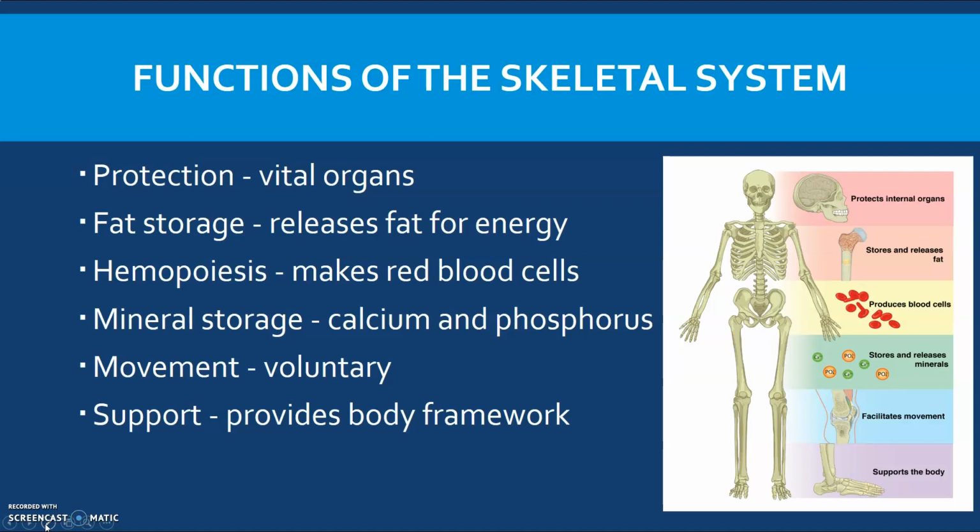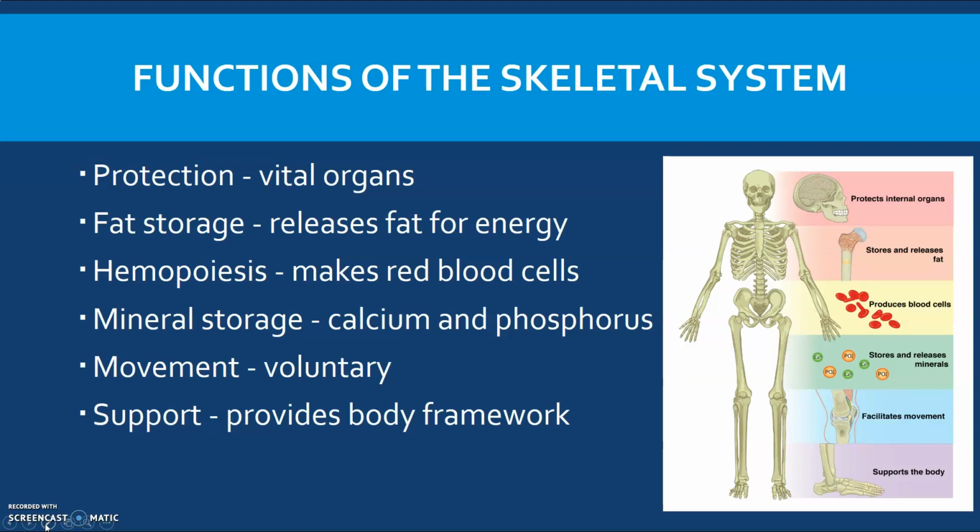The first function we have here is protection. The skeletal system protects vital organs. For example, the skull protects the brain, the sternum and ribs protect the heart and lungs. Fat storage. Through yellow bone marrow, the skeletal system stores fat which can be used for energy.